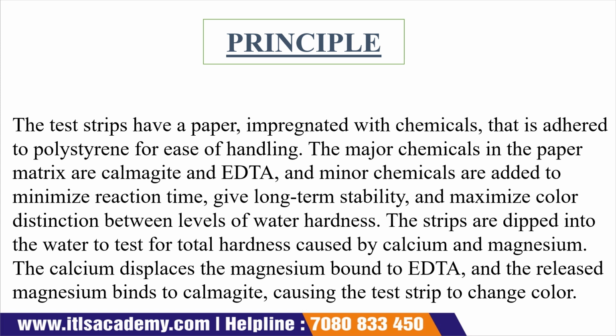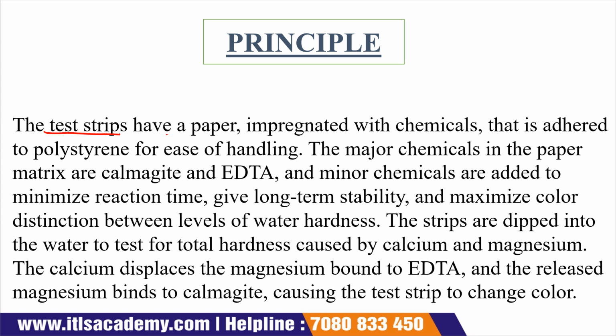So what we have to do is dip this strip into water so that the total hardness of the water can be determined, which is due to the presence of calcium and magnesium. The calcium displaces the magnesium bound to EDTA and releases the magnesium. When this magnesium is released, it forms a bond with the calmagite, and this creates a change in color of the test strip. Now see what is written in the slide.